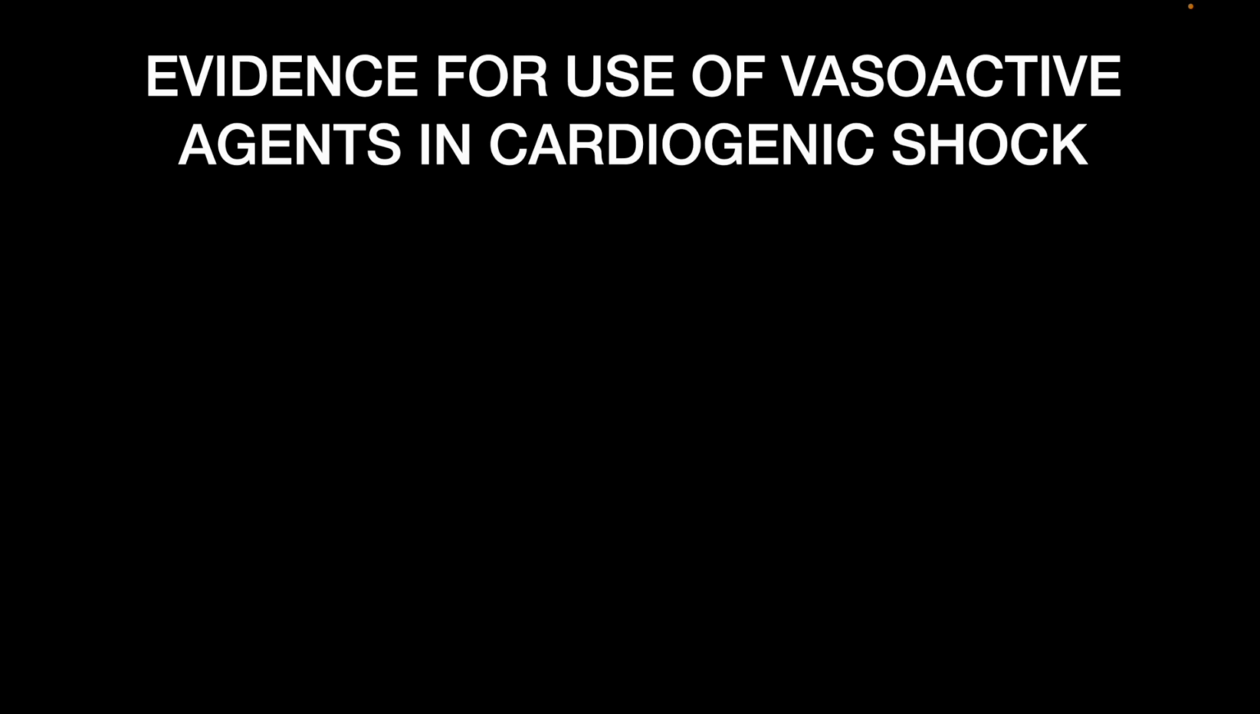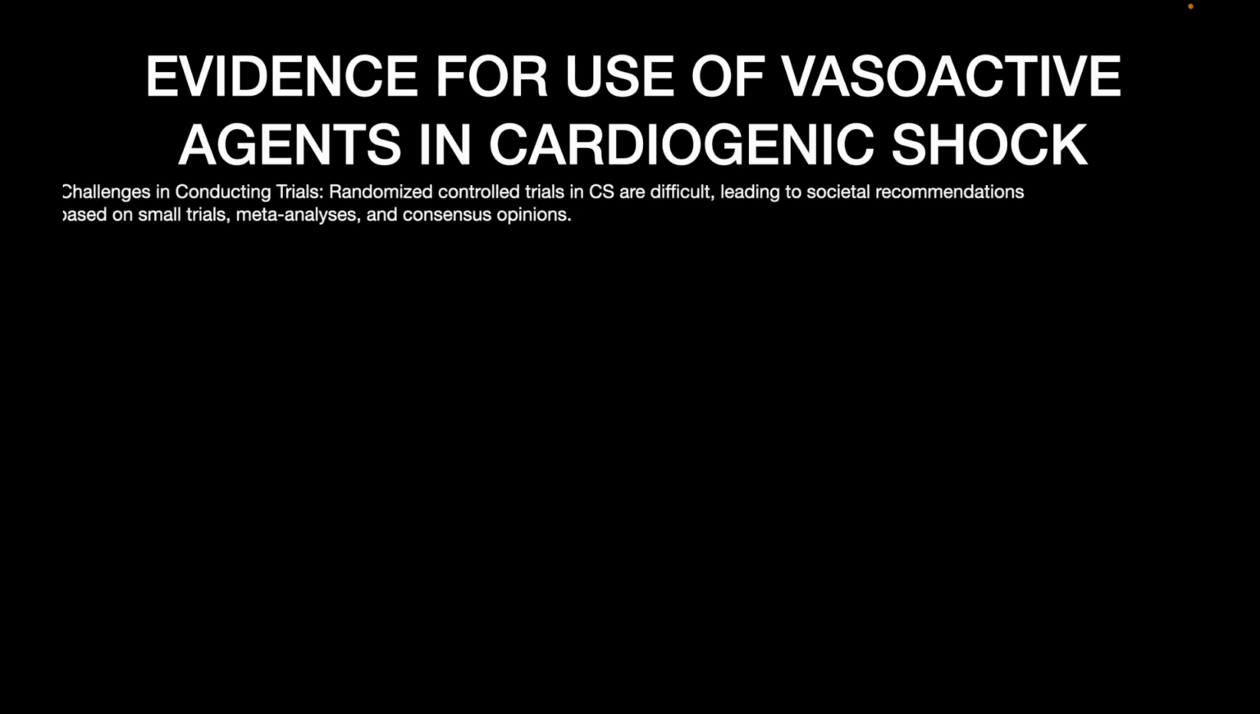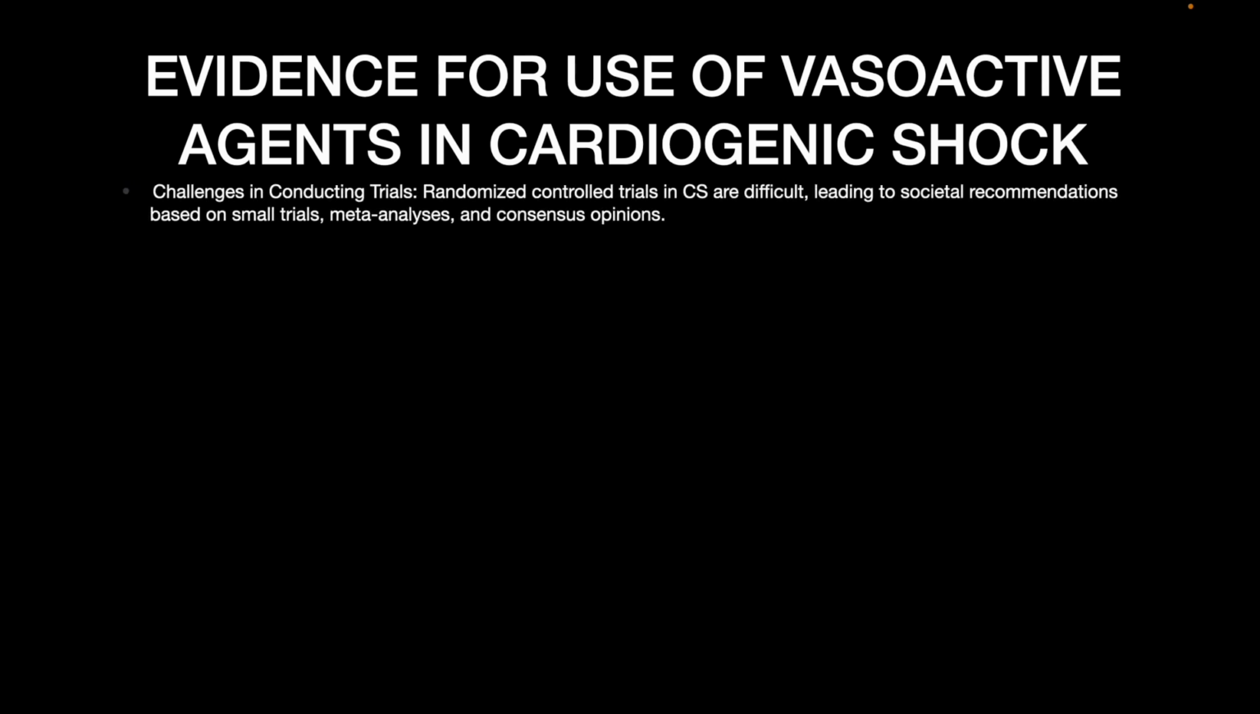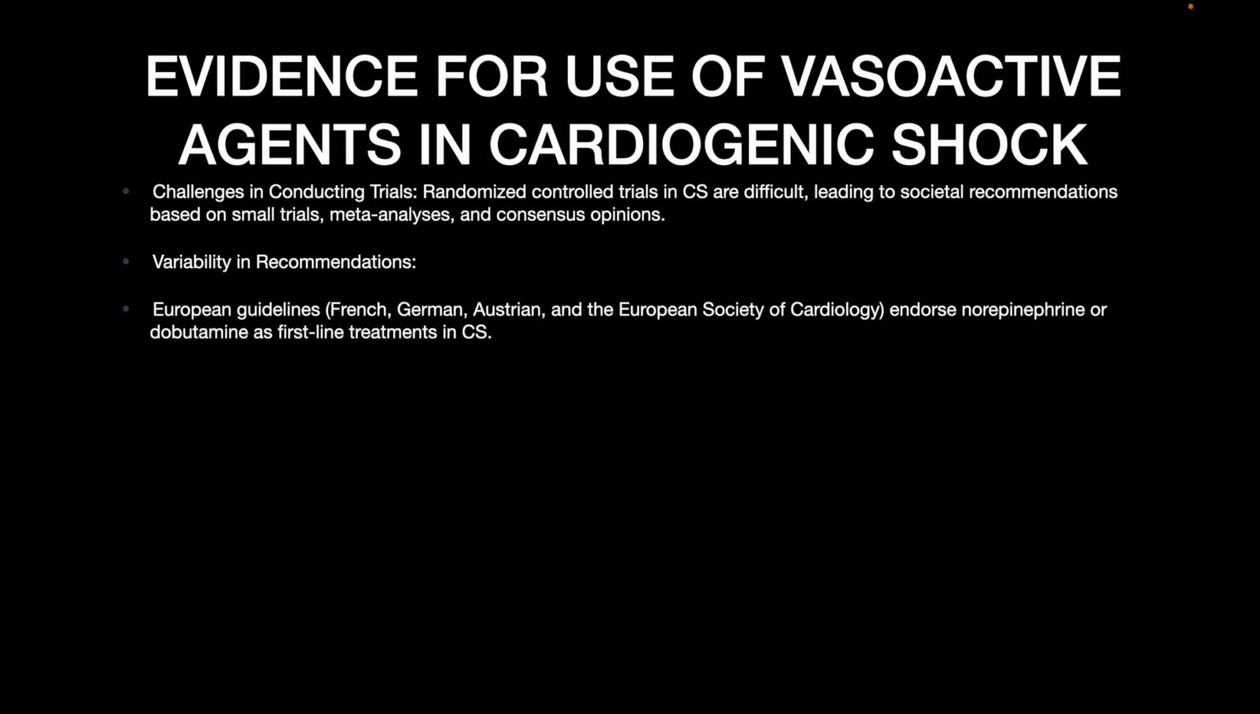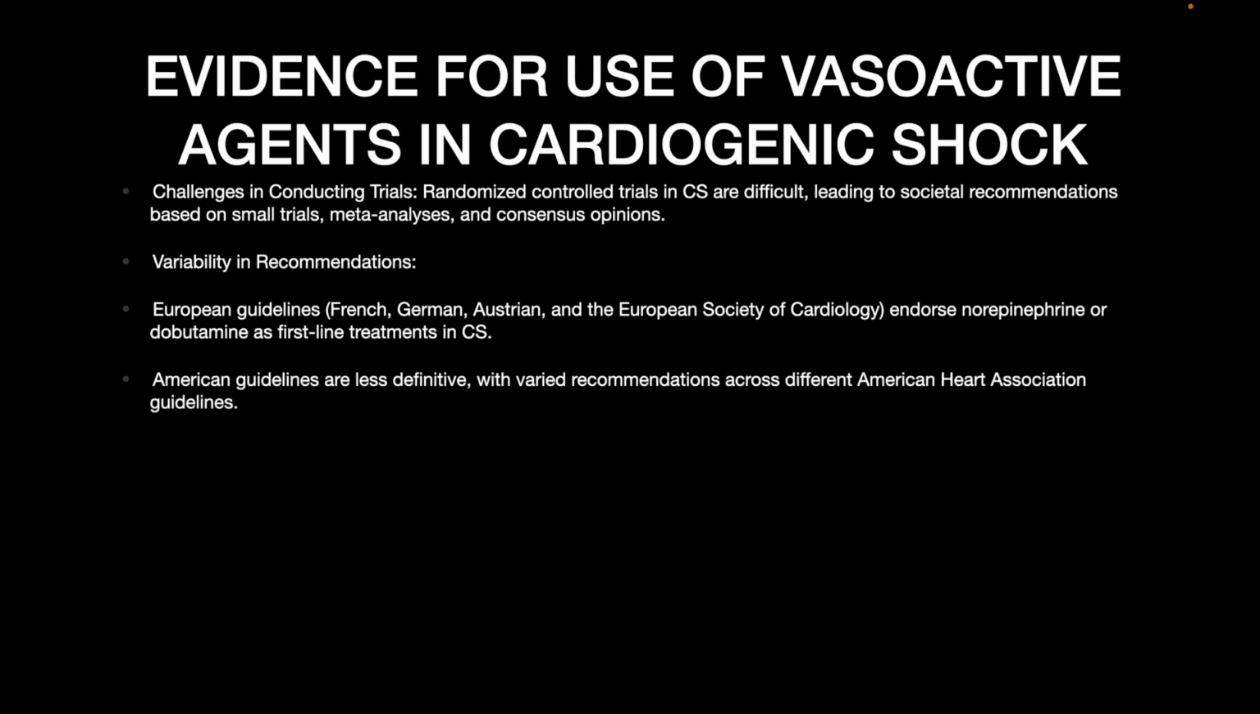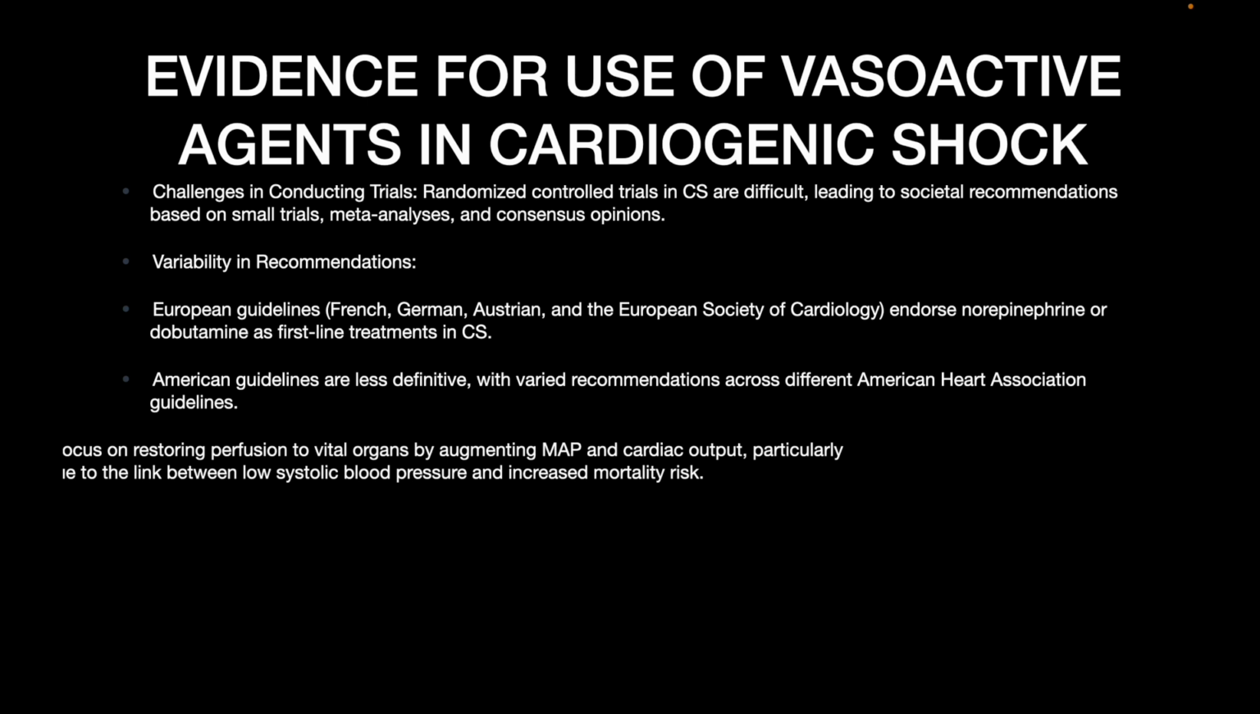Now, evidence of use of these vasoactive agents in cardiogenic shock. Multiple RCTs have been done, leading to various societal recommendations. There have been multiple consensus statements and meta-analyses. Now, there is a lot of variability. The European guidelines endorse norepinephrine or dobutamine as a first-line treatment in cardiogenic shock. American guidelines are less definitive, with varied recommendations across various American Heart Association guidelines.